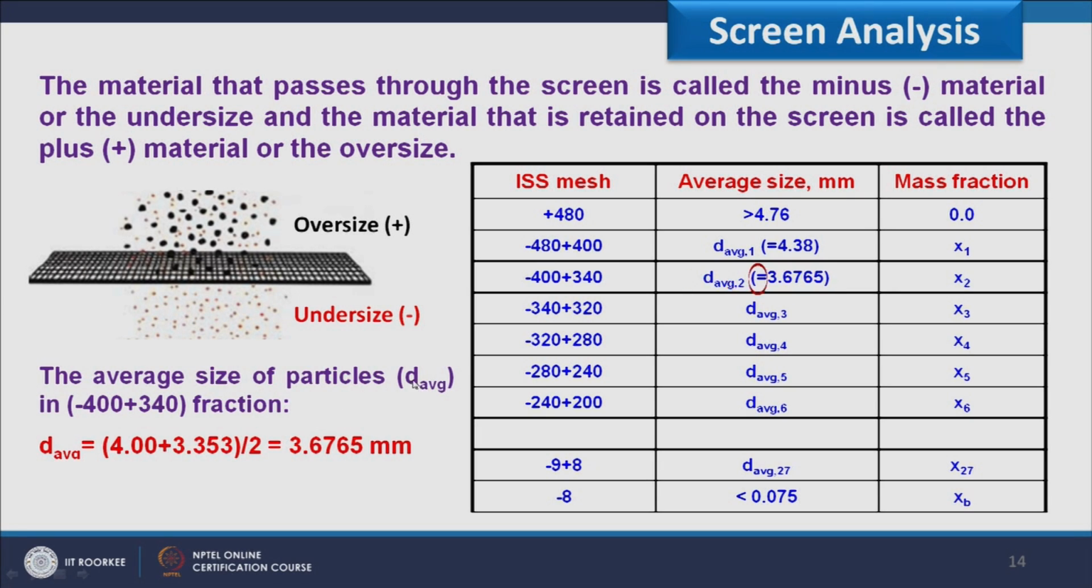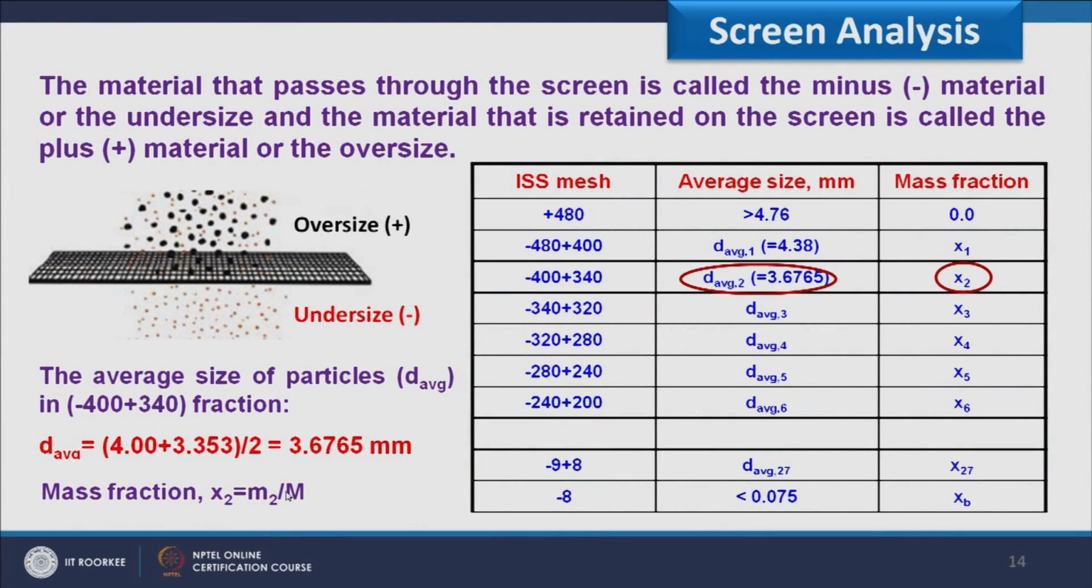The average size of particle D average is, for minus 400 plus 340, the fraction we have shown over here. Corresponding to 400, the size is 4 mm, corresponding to 340 mesh, we have size 3.353. If we take the arithmetic mean, the value 3.6765 mm would be the D average, or would be the size of material which is available at the screen, and whatever fraction is there, that is how we can compute this. That is very simple. Total mass which is available on that screen divided by the total mass which we have fed to the screen, topmost screen.